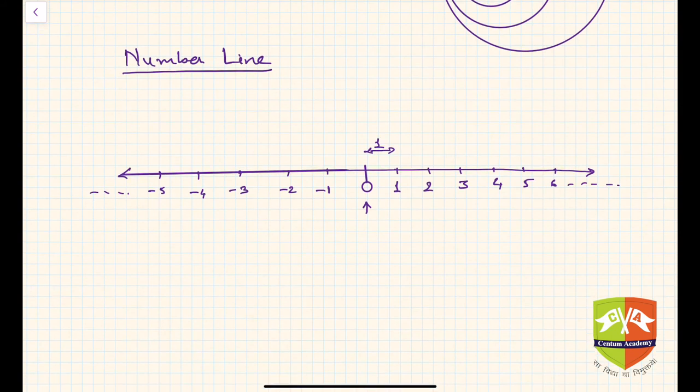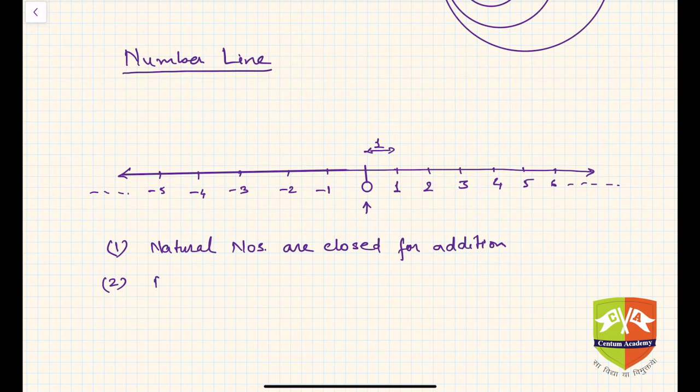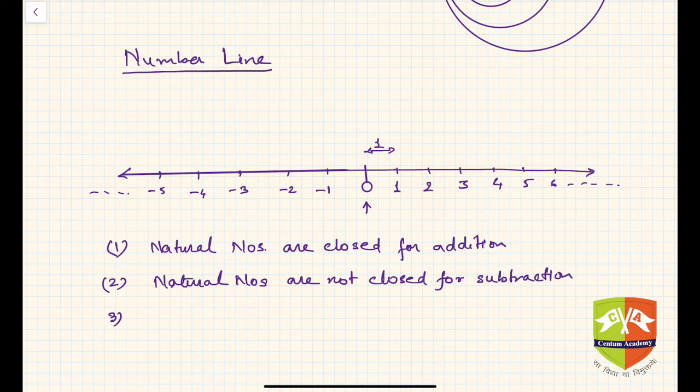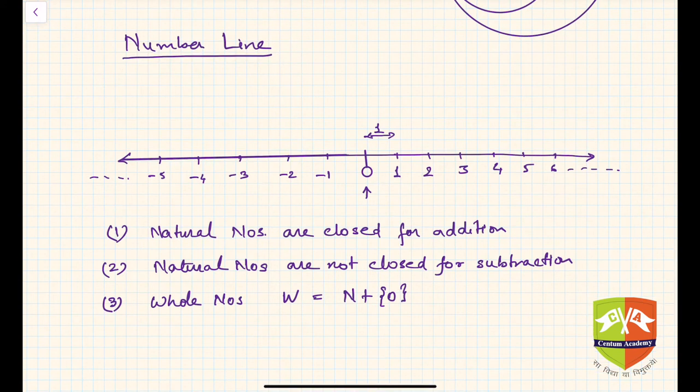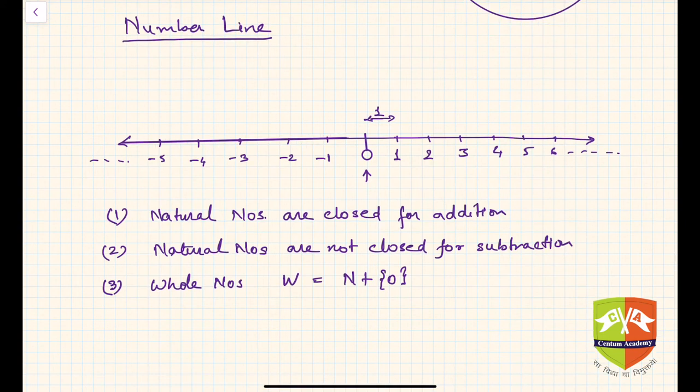Now what is the learning so far? So we learned these points. First, natural numbers are closed for what? For addition. We know that two natural numbers added will fetch you another natural number. We also learned that natural numbers are not closed for subtraction. Third, we also learned that whole numbers, denoted by W, is equal to N plus the element 0, right? So a natural number set with 0 added to it gives you whole numbers.